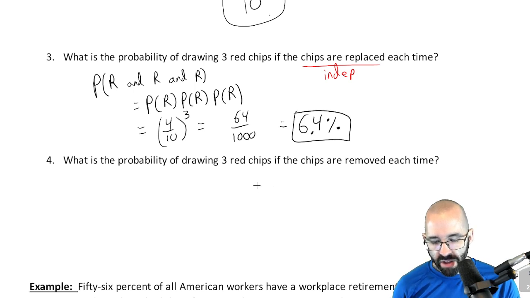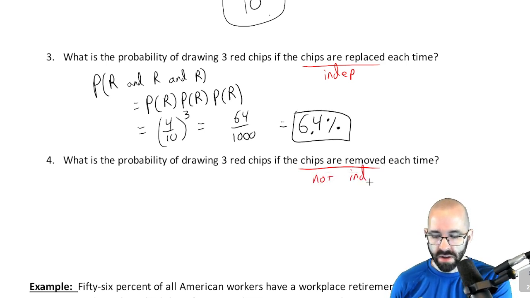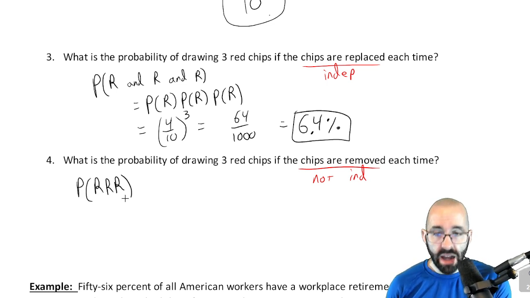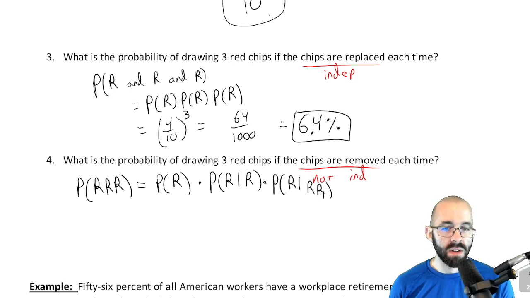What's the probability of drawing 3 red chips if they're removed every time? Should be smaller. So they're not independent anymore. So again, the probability of red and then red and then red. The probability that the first one's red times the probability the second one's red, assuming the first one was already red, times the probability the third one's red, assuming the first 2 were red.